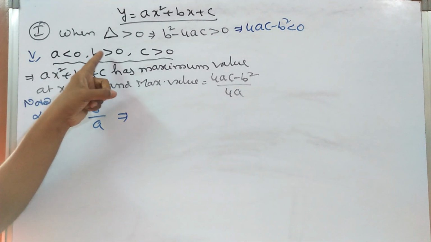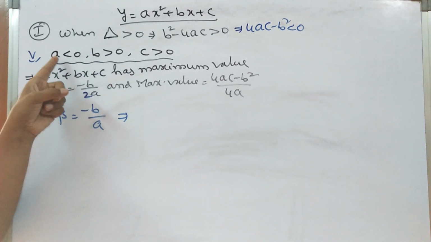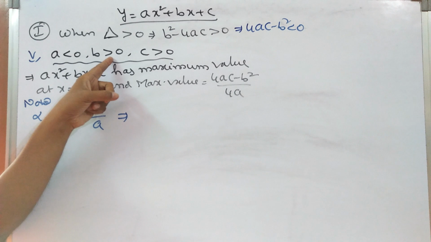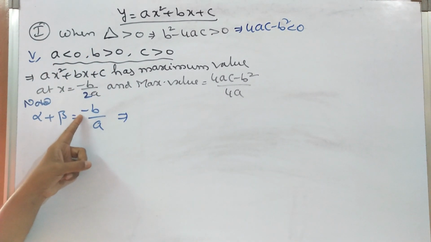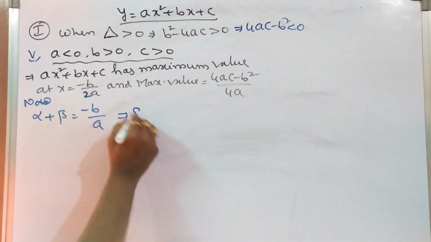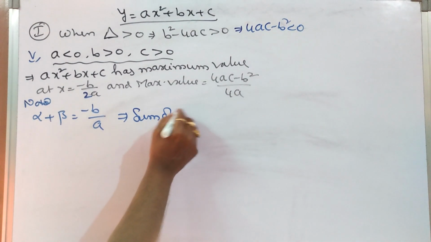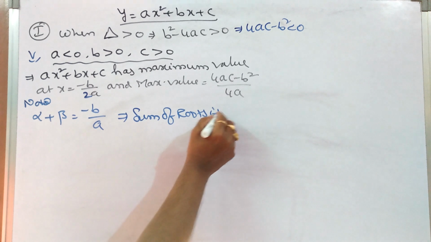So minus b by a, how it will be? Let us see. B greater than 0 means positive, a less than 0 means negative, positive by negative, but minus sign is there. Negative into negative will become positive. That means sum of roots is positive.